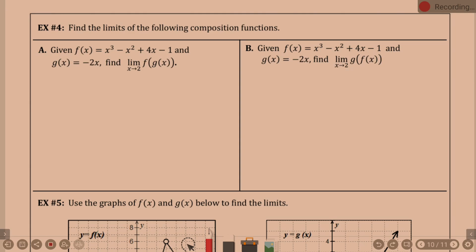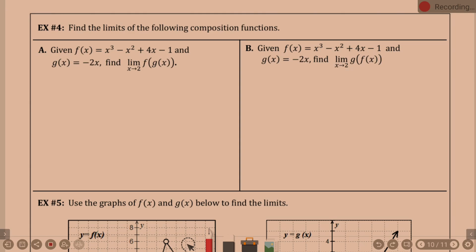Okay. Find the limits of the following composition functions. We're going to talk a little bit about f of g here. Given f of x is defined as follows and g of x is defined as follows. Find the limit as x approaches 2 of f of g of x. Now, officially for this work to work, we'll talk a lot about continuous this year, and our f of x and g of x are continuous functions. Continuous function meaning, you know, you can draw it all in one path. And I can say they are because they are polynomials.